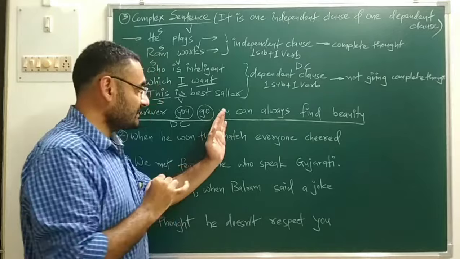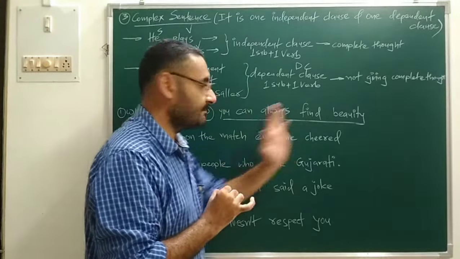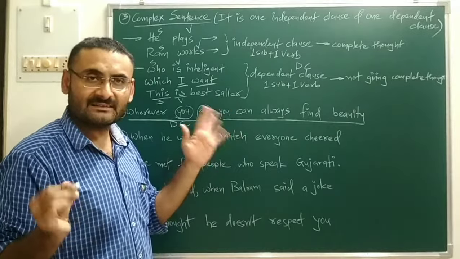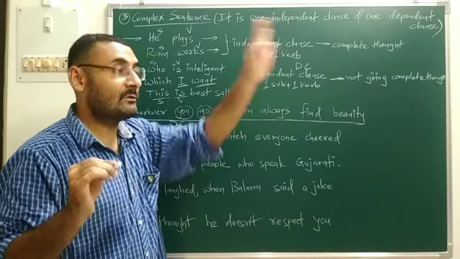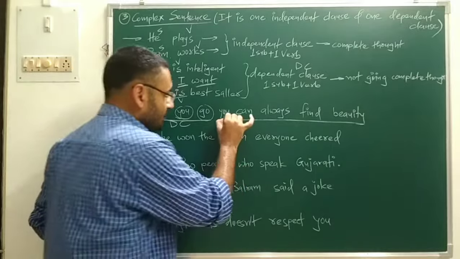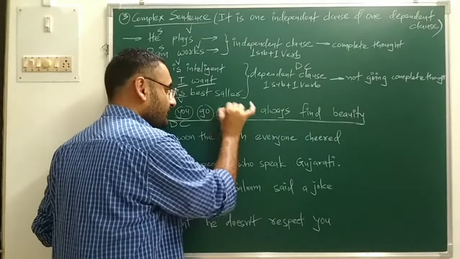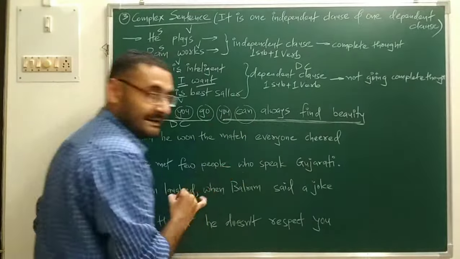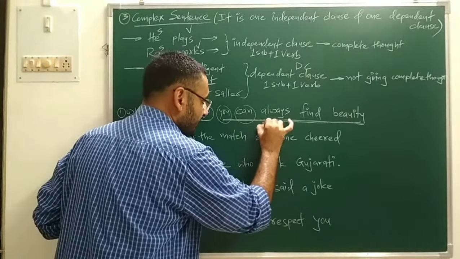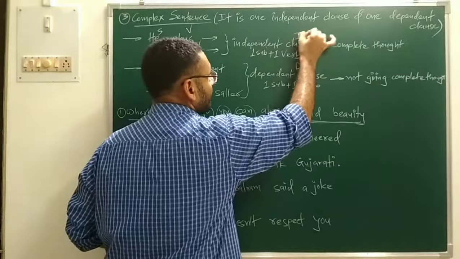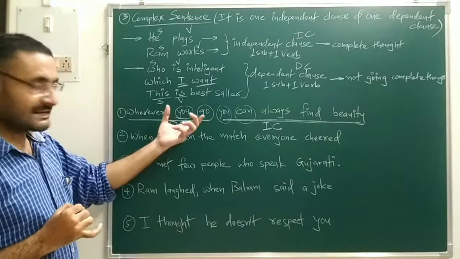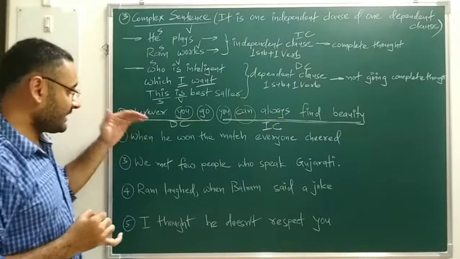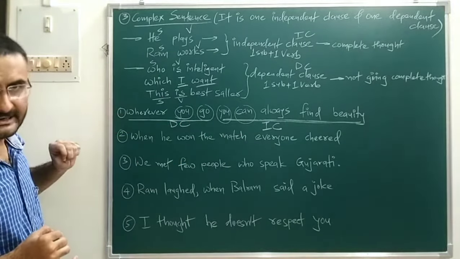Okay. Next is you can always find beauty. Now the thought is clear. You can always find beauty. So you is your subject, can is your verb. So that whole sentence is known as an independent clause. Independent clause, I will write IC. That means it is such a sentence in which a dependent clause is there and an independent clause is there, so that we can say it is a complex sentence.